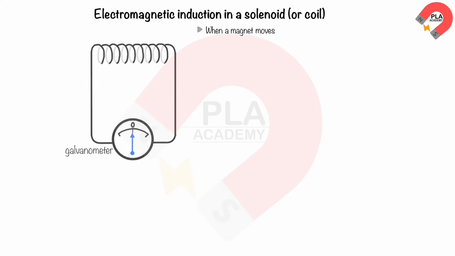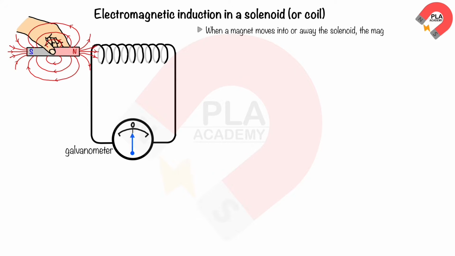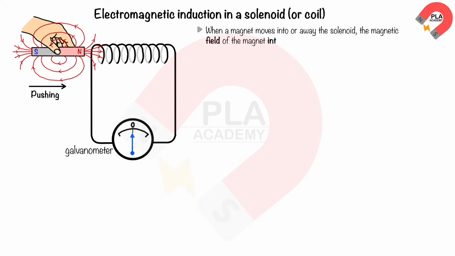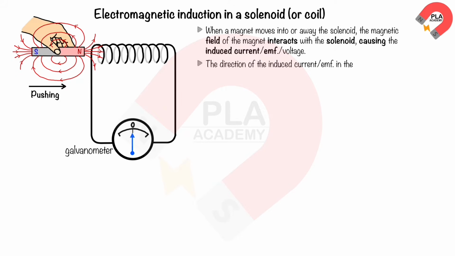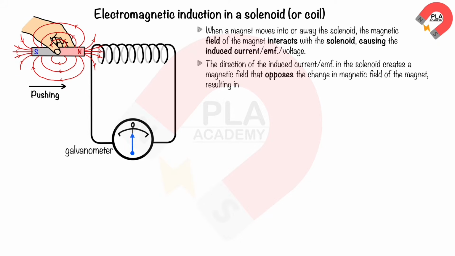We can conclude the electromagnetic induction in a solenoid or coil as: when a magnet moves into or away from the solenoid, the magnetic field of the magnet interacts with the solenoid, causing the induced current, or EMF, or voltage, to flow in the solenoid. The direction of the induced current in the solenoid creates a magnetic field that opposes the change in magnetic field of the magnet, resulting in a force exerted on the magnet in the opposite direction of its movement. This is known as Lenz's law, which states that the direction of induced EMF in a circuit always opposes the change in magnetic field that produced it.